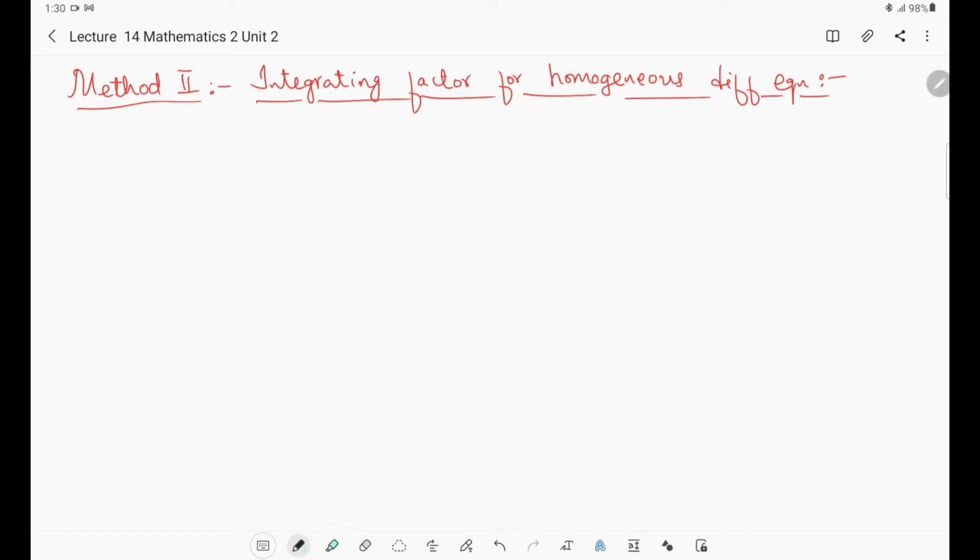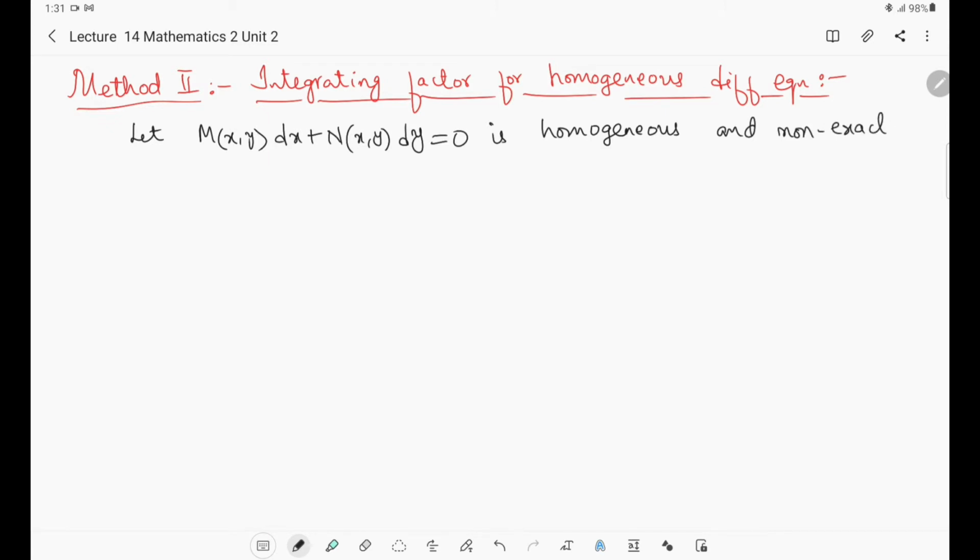So in this, suppose I have an equation of the form M(x, y) dx plus N dy. Exact and non-exact differential equations will be of this form only, M dx plus N dy. You have to remember this in the examination also. If the equation of this form, M dx plus N dy equals 0, is homogeneous and non-exact, it is non-exact and also homogeneous.